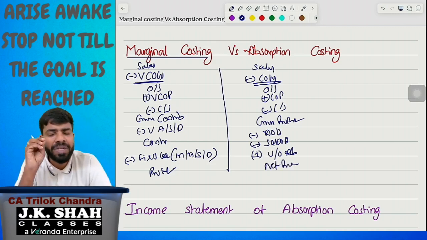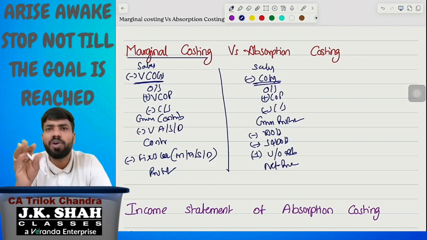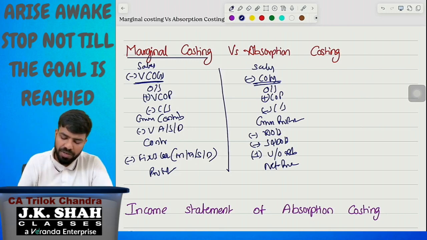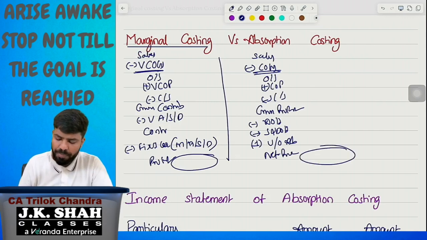Please, I am repeating this in every video because under or over absorption is such an important concept. I have made a separate video on that. Please revise that video once so that you get full clarity on what this under or over absorption is. Okay, sales minus cost of goods sold, gross profit, minus administration overhead, selling and distribution overhead, plus or minus under or over absorption, we get the net profit. This is the profit under marginal costing. This is the profit under absorption costing.